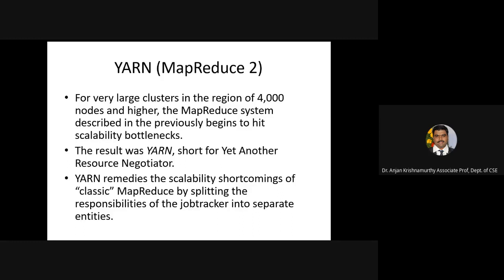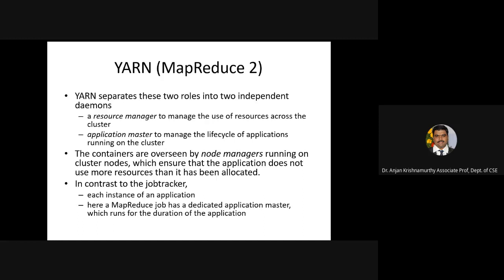So YARN has two different daemon roles. What are those? The first role is the resource manager, to manage the resources in the cluster. The second is the application manager, to manage the life cycle of the application. These are the two important daemon processes that YARN basically executes.